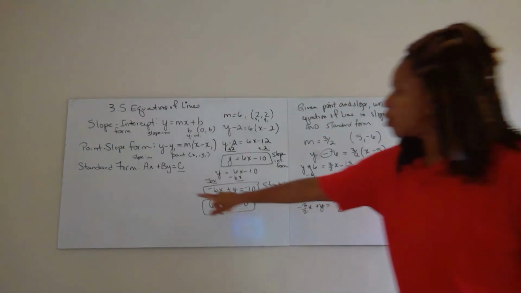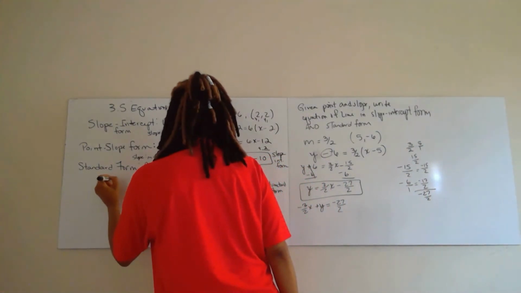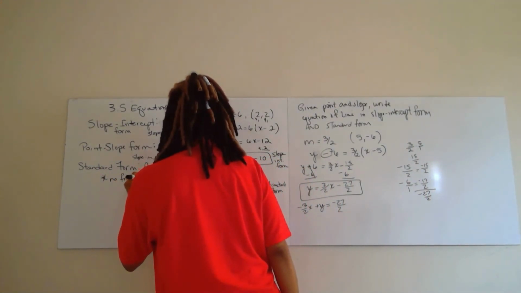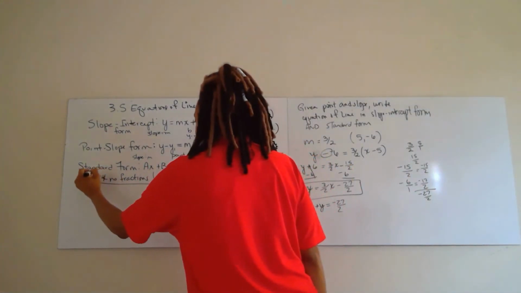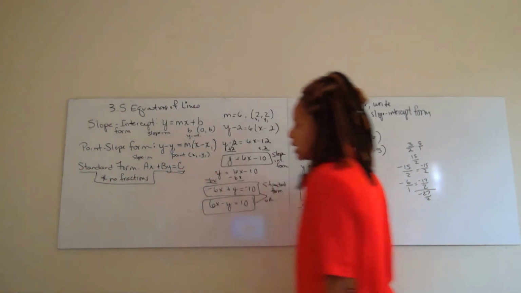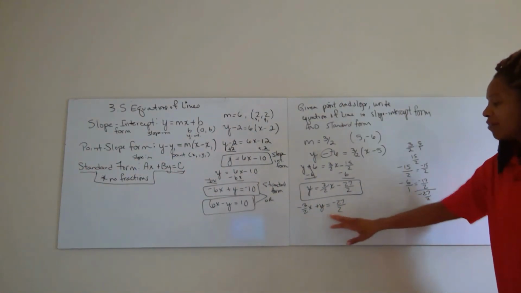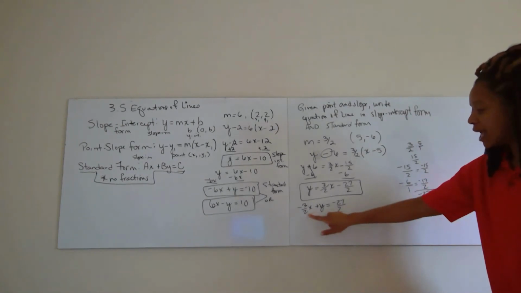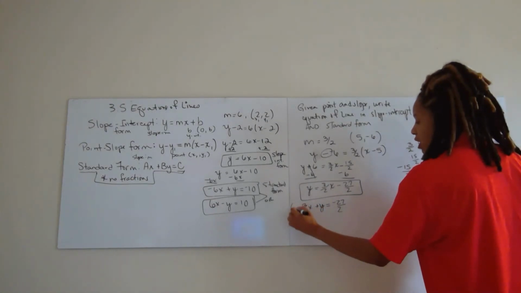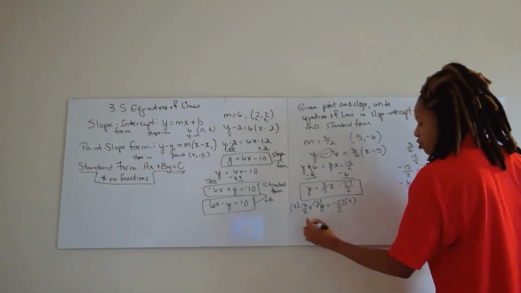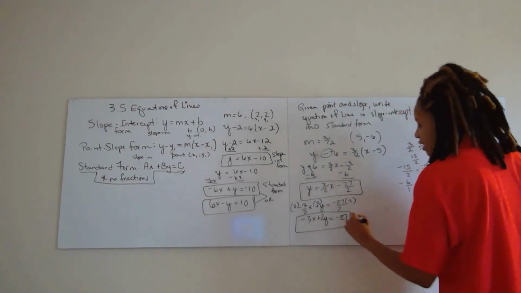Now, the thing about standard form, A, B, C, no fractions are allowed. So the final answer cannot be in fractions for standard form. This is referring to standard form only, okay? So I have to get rid of these fractions. Whatever the denominator is, you're going to multiply everything by that denominator. All right, so my LCD is 2, so everything's going to multiply times 2. So we're going to get negative 3x plus 2y equals negative 27, standard form.